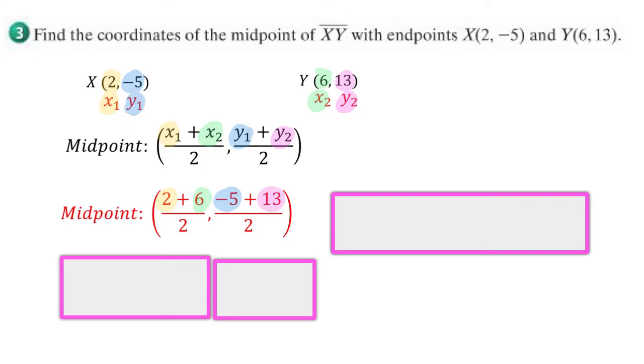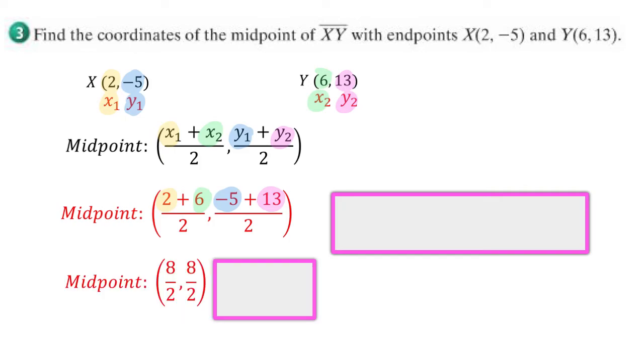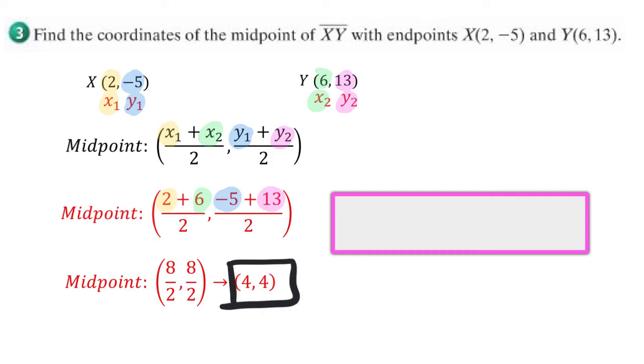Now we just have to simplify the expression. So if I combine, the 2 and 6 gives me 8, the -5 and 13 give me 8, and then lastly I simplify to get 4, comma 4. So your final answer here would be 4, 4, making sure we have our parentheses with the comma in the middle.